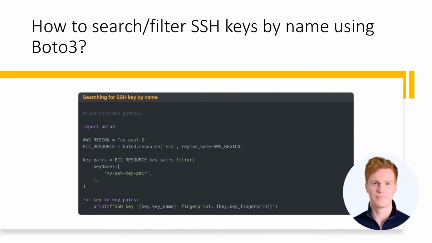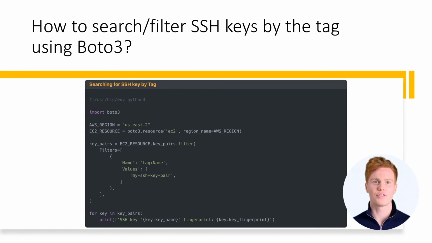Similar to searching EC2 instances, you can use the filters argument in the filter method of the key pairs collection to specify one or many AWS tags you'd like to use in the filtering operation. Here, we're searching all SSH key pairs for which the AWS tag name has the my SSH key pair value.